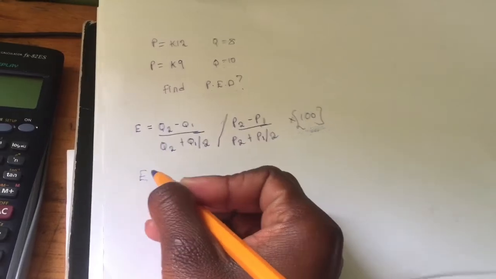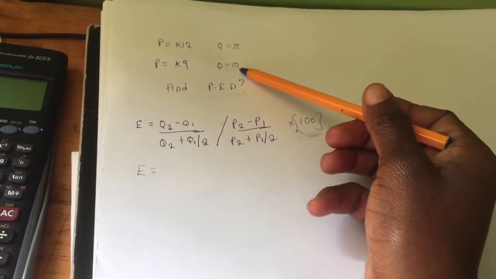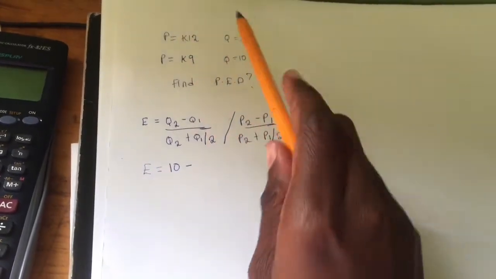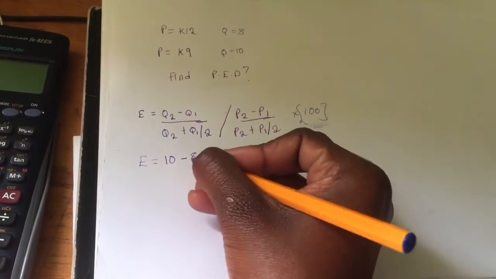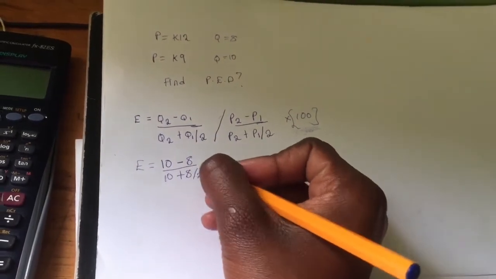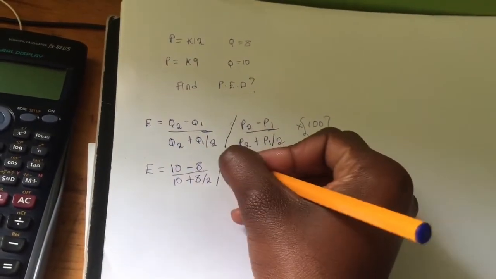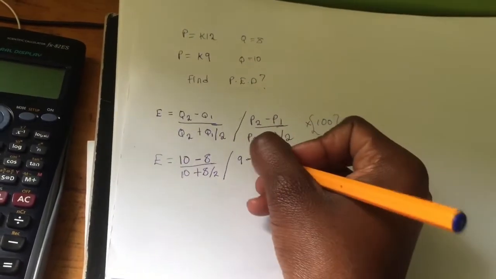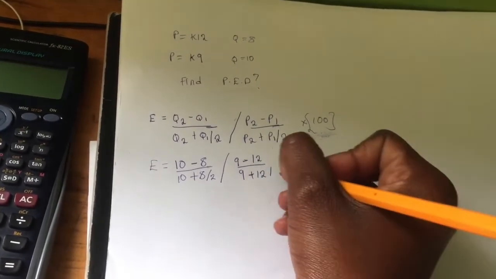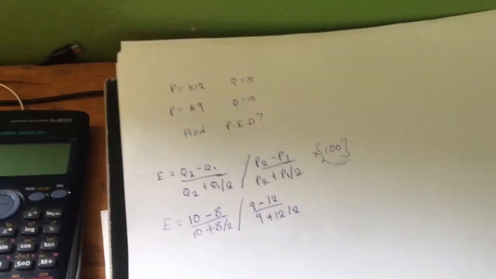So elasticity is equal to Q2, which is the second quantity, the 10 in this case, minus Q1, which is the 8, over Q2 plus Q1 divided by 2. Everything being divided by P2, which is the 9, minus P1, which is the 12, over 9 plus 12 divided by 2. Personally, I don't like to multiply by 100.